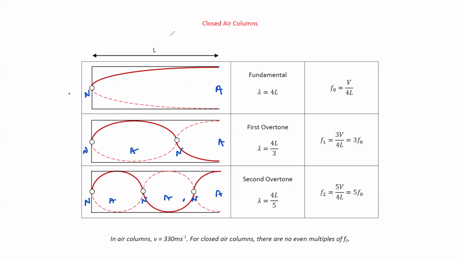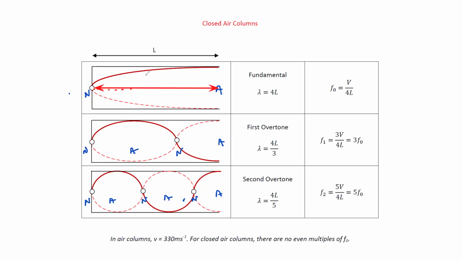Now, what is this length in terms of the wavelength? Like the length of the air column is L, the length of the open pipe or closed pipe is L. So what is this distance in terms of the wavelength? How much is the distance between the node and the antinode? The distance between one node and one antinode is a quarter of the wavelength.